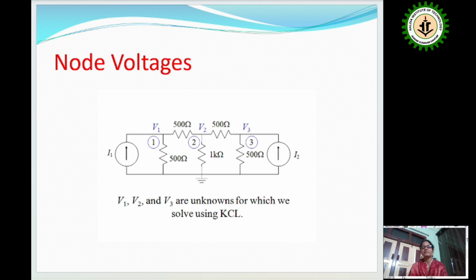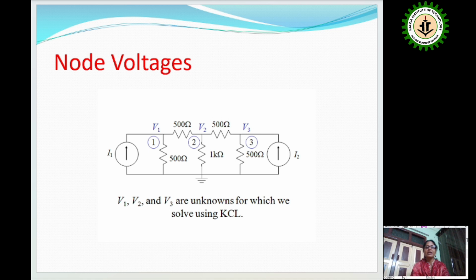After selecting reference node, assign node voltages. For this given network, there are three node voltages, V1, V2, V3. That means there are three unknown nodes. How many independent nodes? Three independent nodes, 1, 2, 3. And these three independent nodes having unknown voltages are V1, V2 and V3.